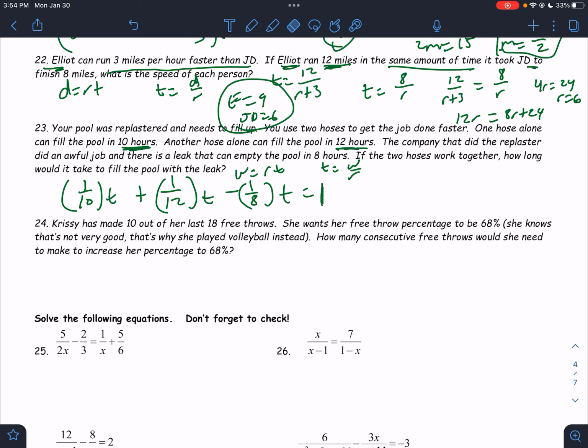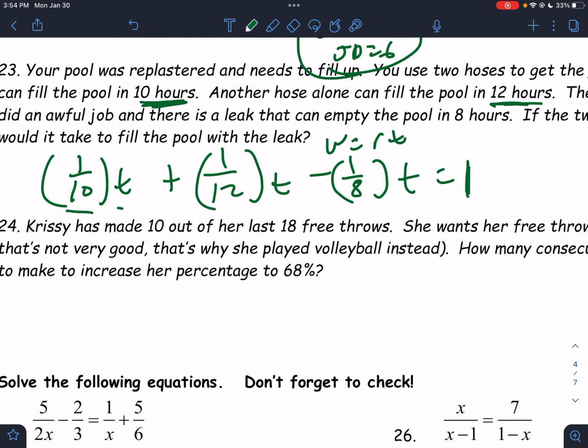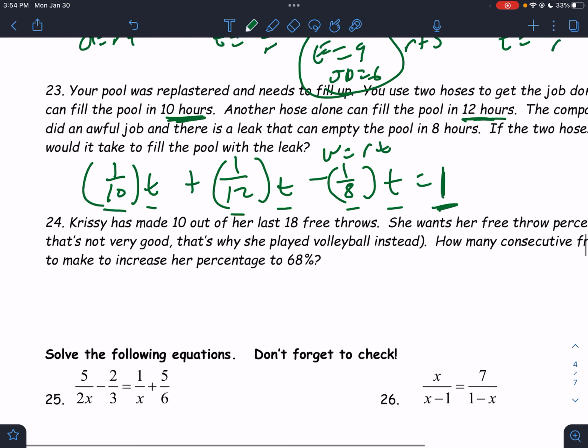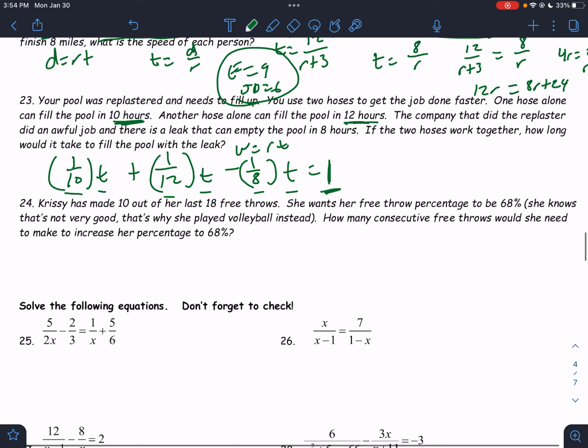Okay, so I didn't actually do this one. I just kept it as rate times time. See, I told you he's messing with my head. That is rate times time, rate times time, rate times time needs to equal 1 job done. Yeah, this is it for sure.